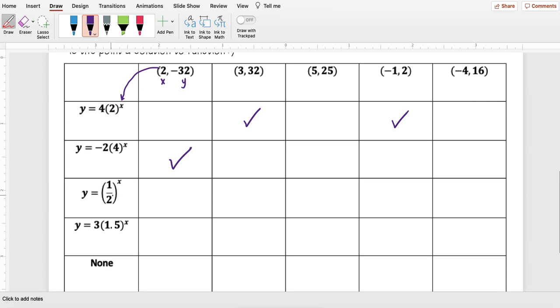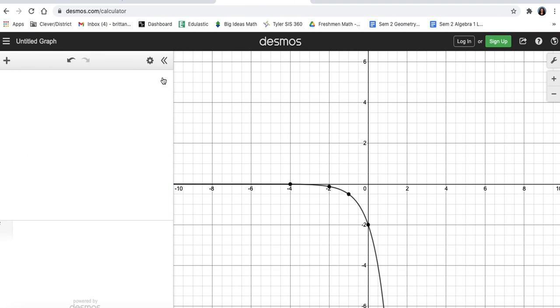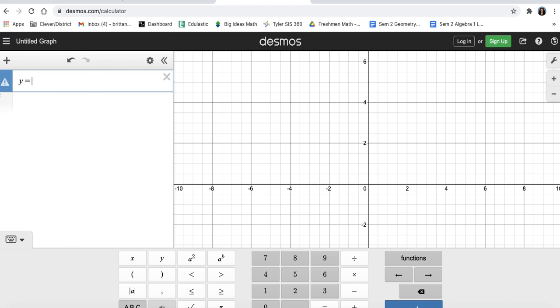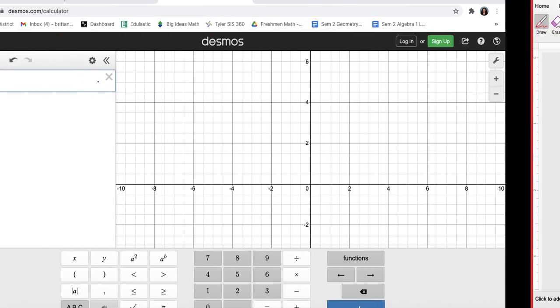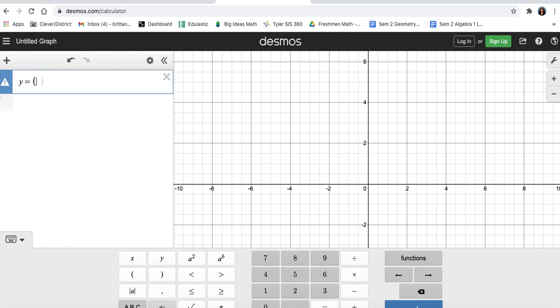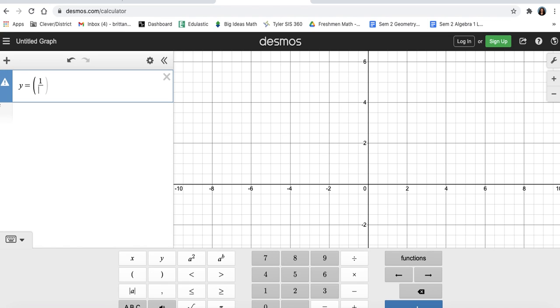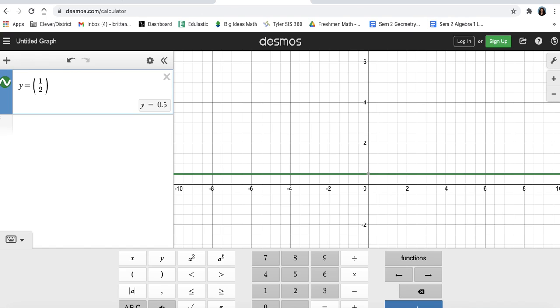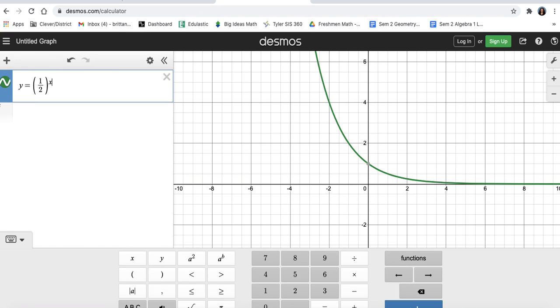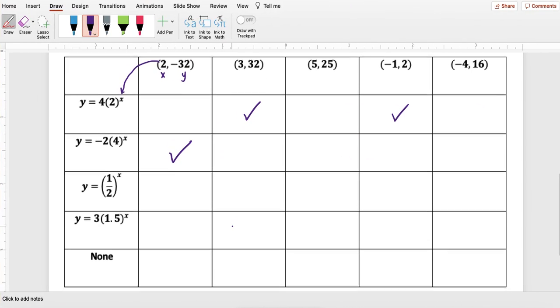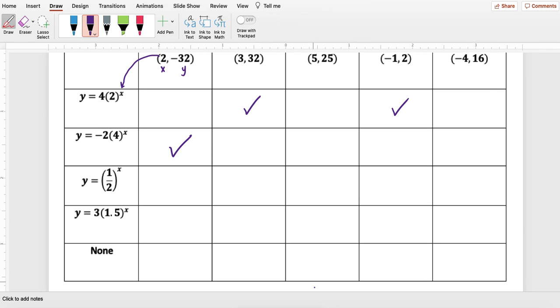Okay, let's try the next row. So now I have y equals 1/2 to the x. Again, to get that fraction, I'm going to do 1 divided by 2, to the x power. Okay, go ahead and pause the video. I want you to finish out this chart. And then when you think you have it, go ahead and click play.